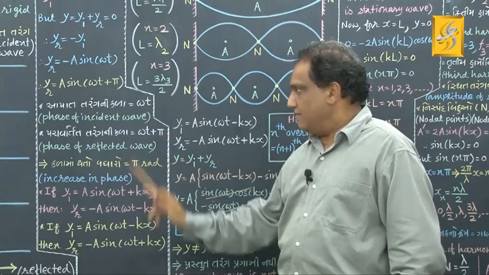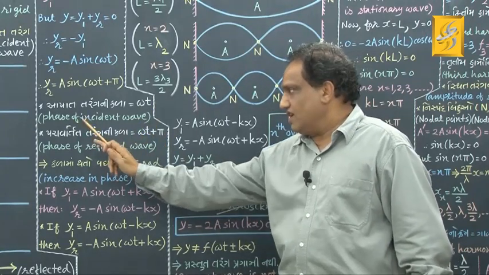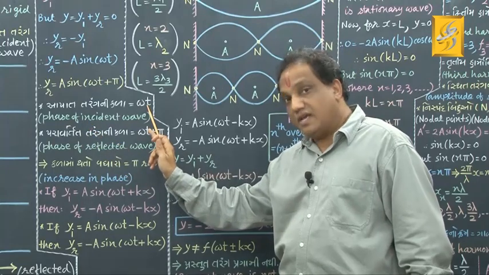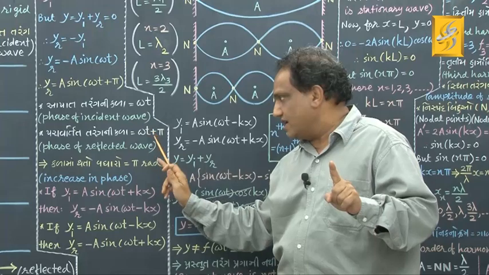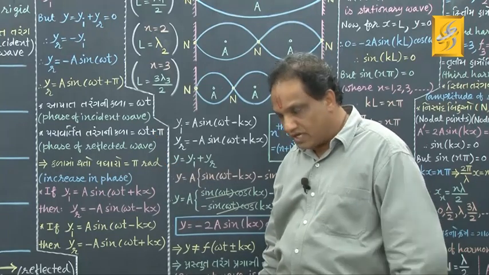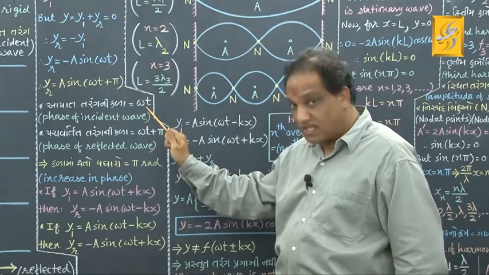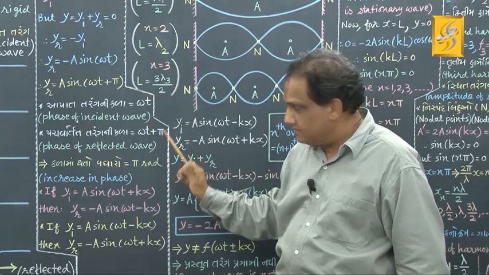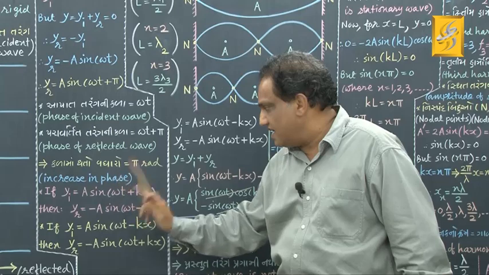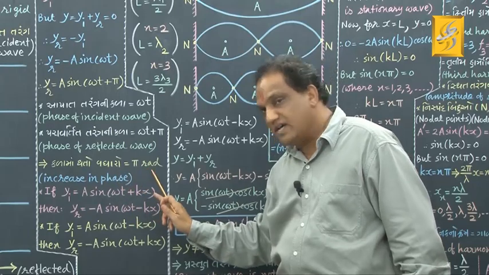Correct? The phase of the incident wave is omega t, and at the same time the phase of the reflected wave is omega t plus pi. So don't you notice? This phase is greater than this phase by an amount pi radian. So the increase in phase is by an amount pi radian.